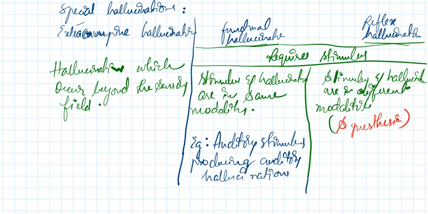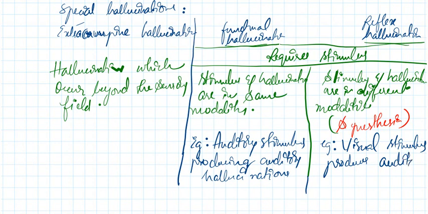In the case of reflex hallucination, for example, a visual stimulus produces auditory hallucinations. Suppose you see a guy holding headphones or earphones in his hand, and you look at them with both eyes. In your mind you hallucinate that you are in a DJ concert. That is an example of reflex hallucination.